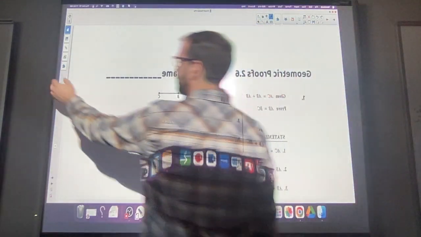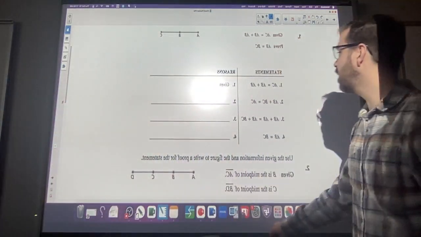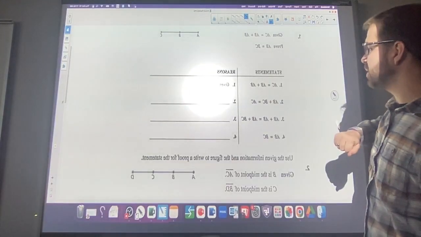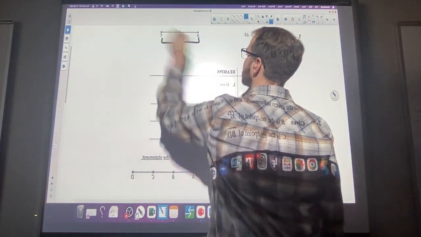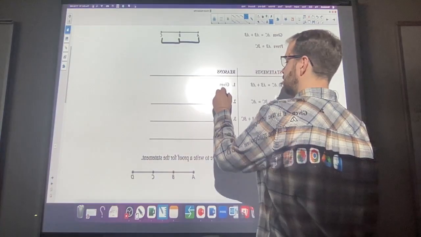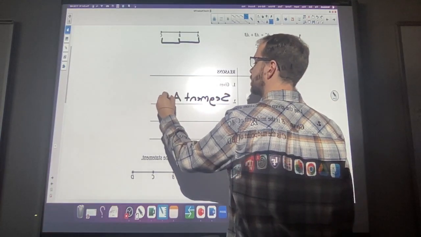So let's look at what they did and see if we can make sense of how they got what they got. All right, we got our givens. We got AB plus BC equals AC. Okay, so they're just saying that this half plus this half equals the whole thing. And we need to know what that name is because we're going to use this quite a bit. It's the segment addition postulate.